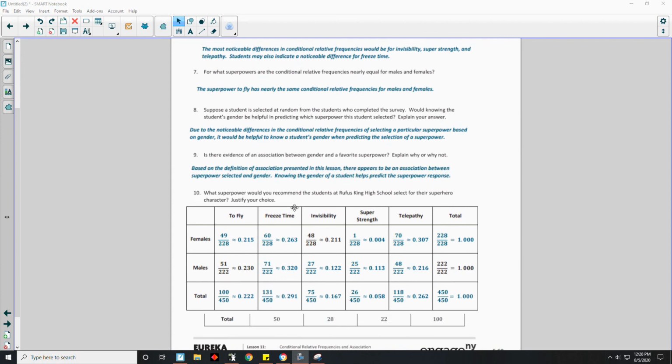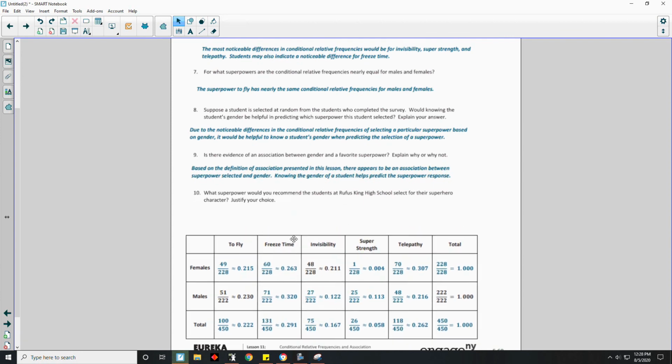Okay, and now number 10. What superpower would you recommend the students at Rufus King High School select for their superhero character? They're making that cartoon. Justify your choice. Okay, so in this situation, all I can really say is it is based on a certain person's opinion. So several answers could be considered. Students are expected to justify their answer based on the conditional relative frequencies or the relative frequencies for all students.